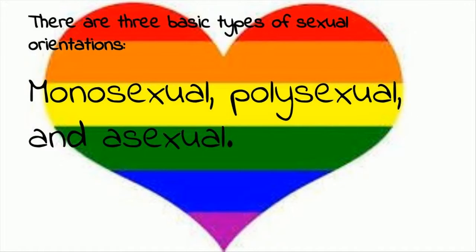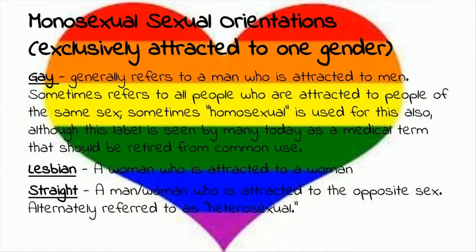There are three basic types of sexual orientations: monosexual, polysexual, and asexual. Monosexual sexual orientations are exclusively attracted to one gender. Gay generally refers to a man who is attracted to men. Sometimes it refers to all people who are attracted to people of the same sex. Sometimes, homosexual is used for this also, although this label is seen by many today as a medical term that should be retired from common use.